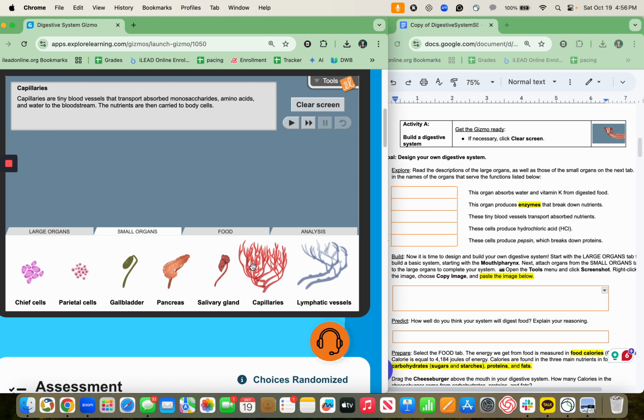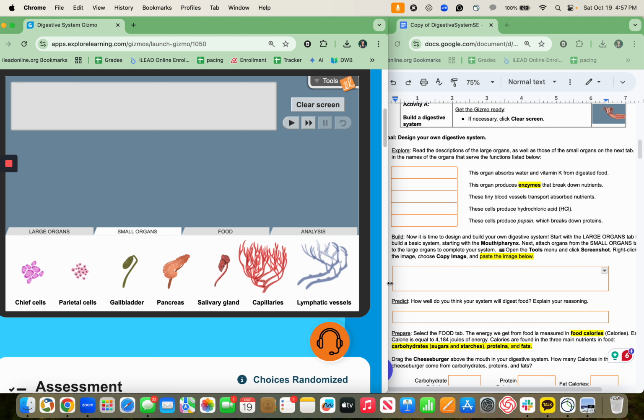Capillaries, these are tiny blood vessels. That's another one of your answers. Tiny blood vessels that transport absorbed monosaccharides, which are sugars, amino acids, and water. So they absorb nutrients and carry them to the body cells. So the blood vessels that carry those nutrients are capillaries. And then lymphatic vessels transport absorbed fatty acids and monoglycerides to the bloodstream. So I guess they also absorb things. Okay, but capillaries was one of them.